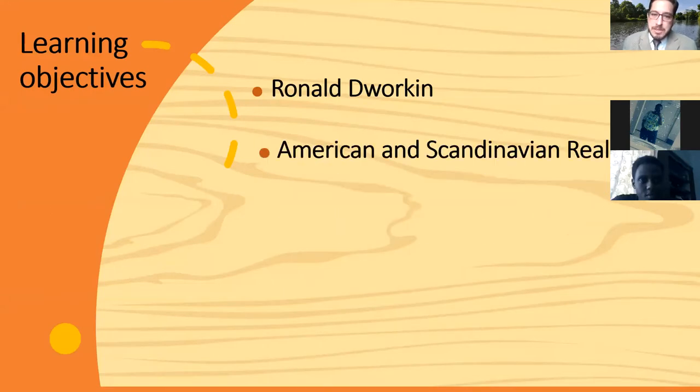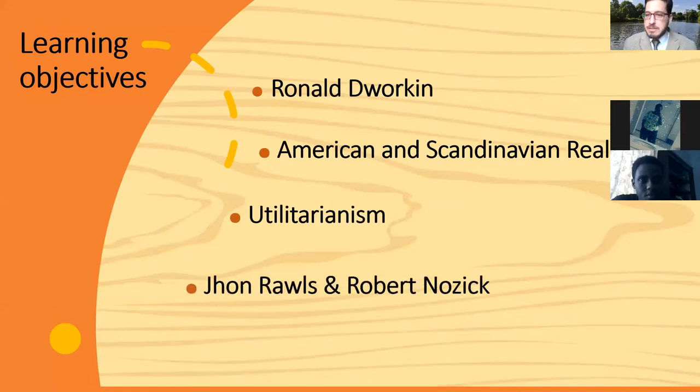Then we will see American realism, so many realists, and in which way they think they could be realists, and Scandinavian realism also. Then we will talk a little more about utilitarianism. For sure you have heard something about utilitarianism, and we talked about this in one of the lectures of the last weeks. And finally, we will see especially John Rawls and his theory that is so famous, and then something about Robert Nozick. So with this, we can begin with Ronald Dworkin.